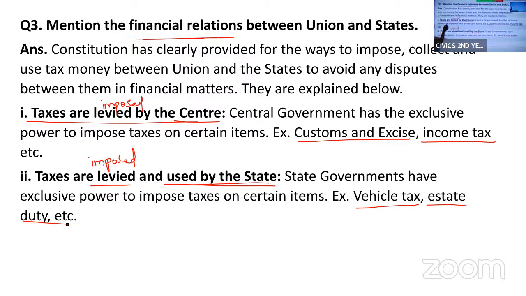The first one is taxes imposed by the central government. Only the central government can impose those taxes, like customs duty and income tax. The second one is taxes imposed by the state government and used by the state government, like your vehicle tax, your estate duty. All these are imposed and used by the state government. I hope I'm clear with these two points.